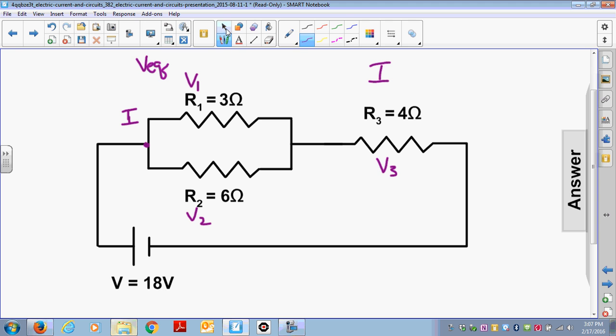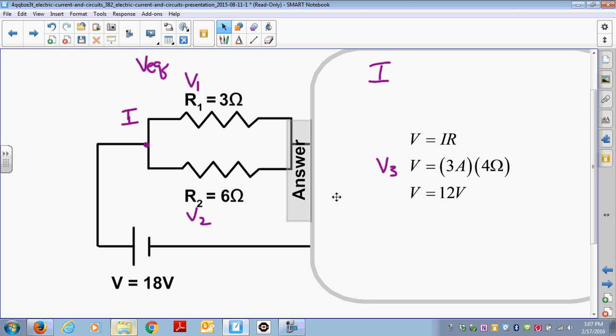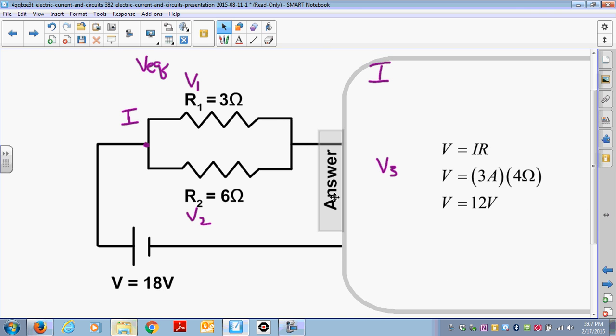Okay, so let's take a look at the solution. V equals IR is 3 times 4, which is 12 volts. I think we already did this one.